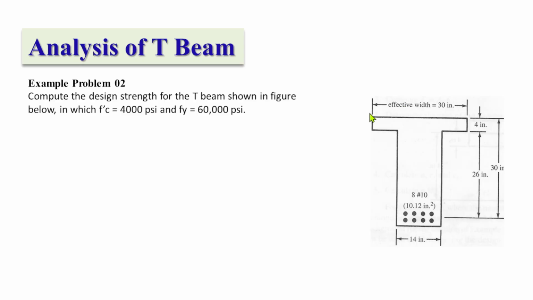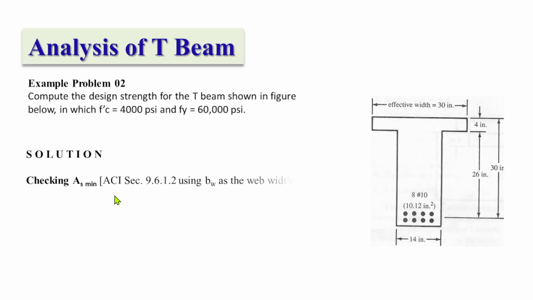If you can see here in the figure, we are given 30 inches as the effective width of the flanges, the thickness of the flanges, and the effective depth of 30 inches, and we have the width of the web, 14 inches. The tensile reinforcement is also given: 8 number 10 bars, a total of 10.12 square inches. So let's dive into the solution.